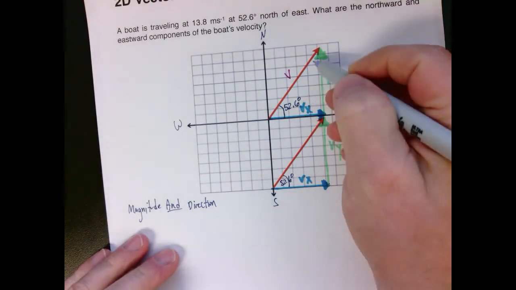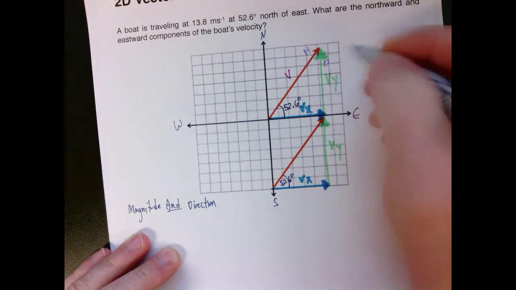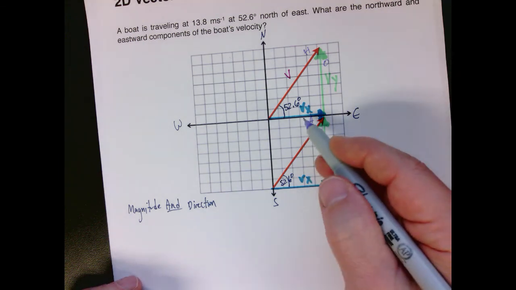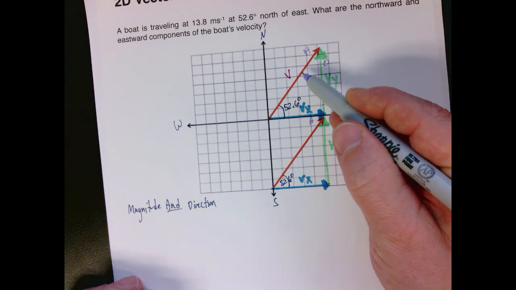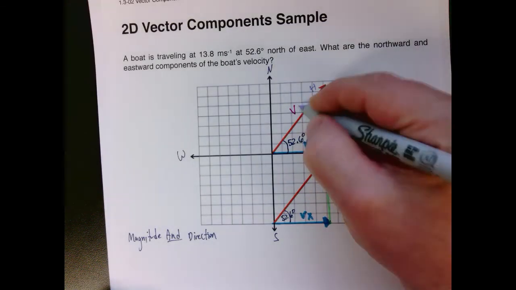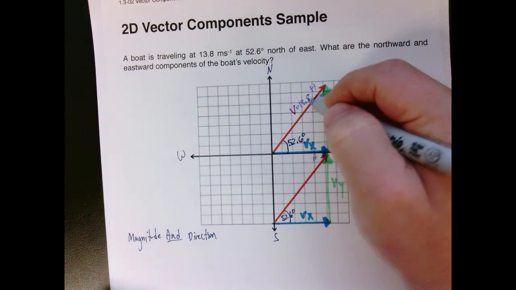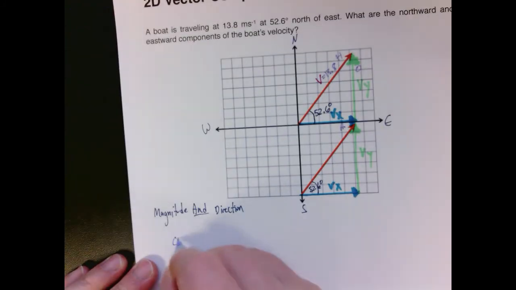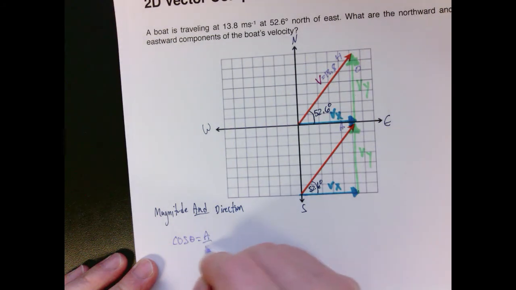So in this particular triangle here, we recognize this as the hypotenuse, this as the opposite side, and this is the adjacent side. So to find Vx, we are involving the adjacent side and the hypotenuse. V is given, and it's given as 13.8. So we know this side, we're looking for this side, and we know this angle. So adjacent over hypotenuse is cosine. So we have cosine theta equals adjacent over hypotenuse.